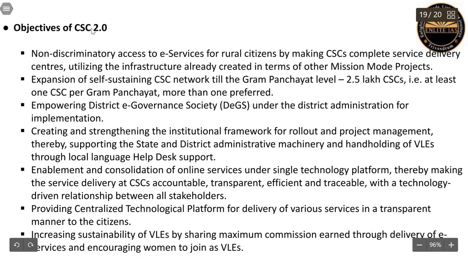So here are the objectives of CSC 2.0. I will not be going into the details of it, but one must know certain important points from this, that it is planning 2.5 lakh CSCs, that is 1 CSC per gram panchayat, and even more if it is possible. The next important point over here is establishment of the VLEs, that is the village level entrepreneurs, which is going to help in the MSME sector, creating livelihoods, etc.